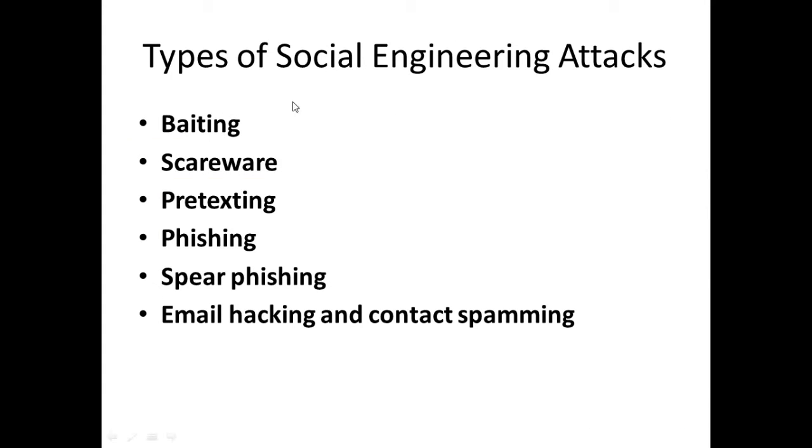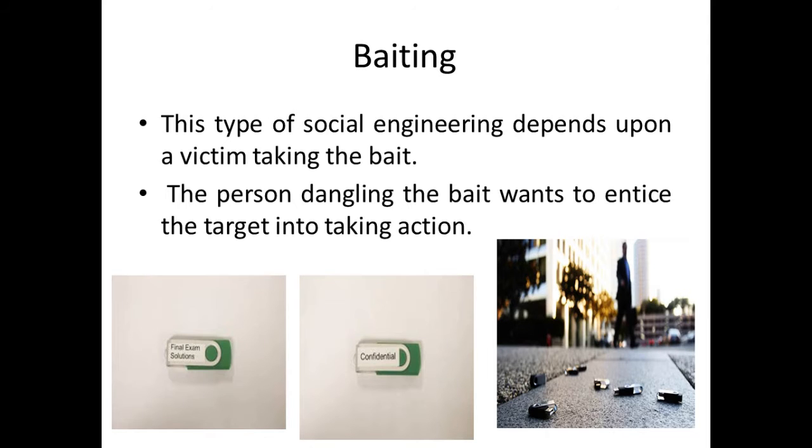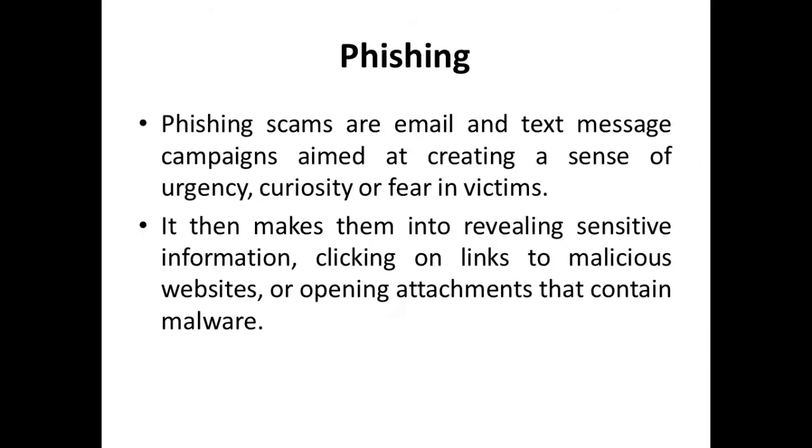So we looked at so many different types, right? Baiting, scareware, pretexting, phishing, spear phishing, email hacking, contact spamming, tailgating, and so on. So I was talking to you about phishing. What is phishing? Phishing comes under this category: sending an email or a text message with a malicious link to the user. And then when the user clicks on the link, he'll be taken to a fake website wherein he'll be asked to enter his credentials. And when he enters his credentials, the hacker will get hold of the information provided by the victim.